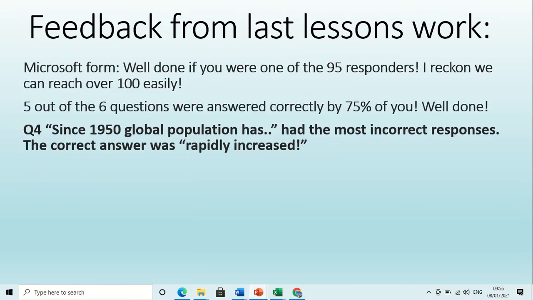So I first wanted to give you some feedback from last lesson's work. I was really impressed, actually. I thought we all worked really well. And I saw some fantastic examples. The Microsoft form at the end of the lesson had 95 responders, and I think that's about 98 now, so that's fantastic. But today, I reckon we can reach over 100 people responding or completing that Microsoft form.